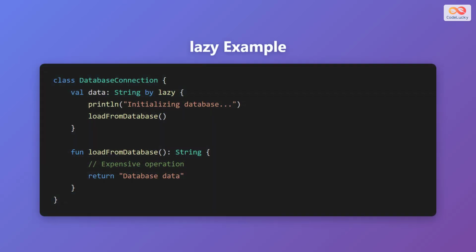Here's a practical example of the lazy delegate. We have a database connection class with a data property. Notice the by lazy syntax followed by a lambda block. Inside this block, we print a message and call load from database. The key point is that this initialization code runs only once, the first time someone accesses the data property. If data is never accessed, the expensive database operation never happens, saving resources.